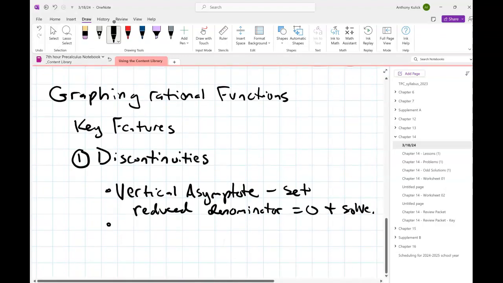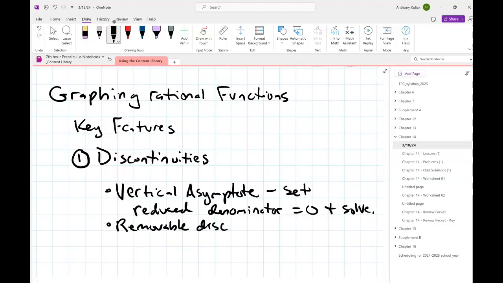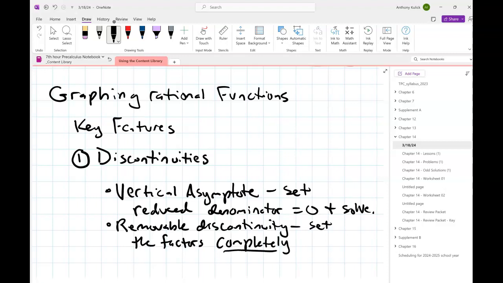The other discontinuity we may have is called a removable discontinuity. To find the removable discontinuity, we're going to set the factors completely reduced from the denominator equal to 0 and solve.